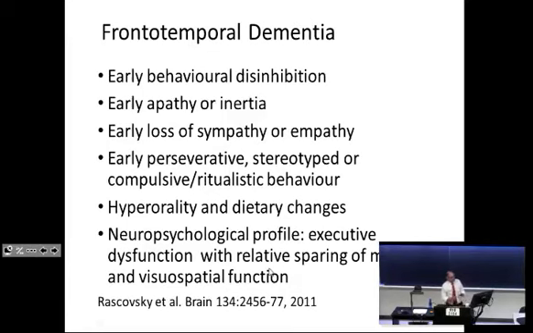And these people get very disinhibited, they may be apathetic, with no motivation, they may not appreciate other people's emotions or feelings, so they can't be sympathetic or empathetic. They may have repetitive compulsive behaviors. They may have dietary changes where they eat too much or have a food preference. And neuropsychologically, if they have anything, they'll have frontal system dysfunction. Memory is relatively good, and visuospatial function is very good.